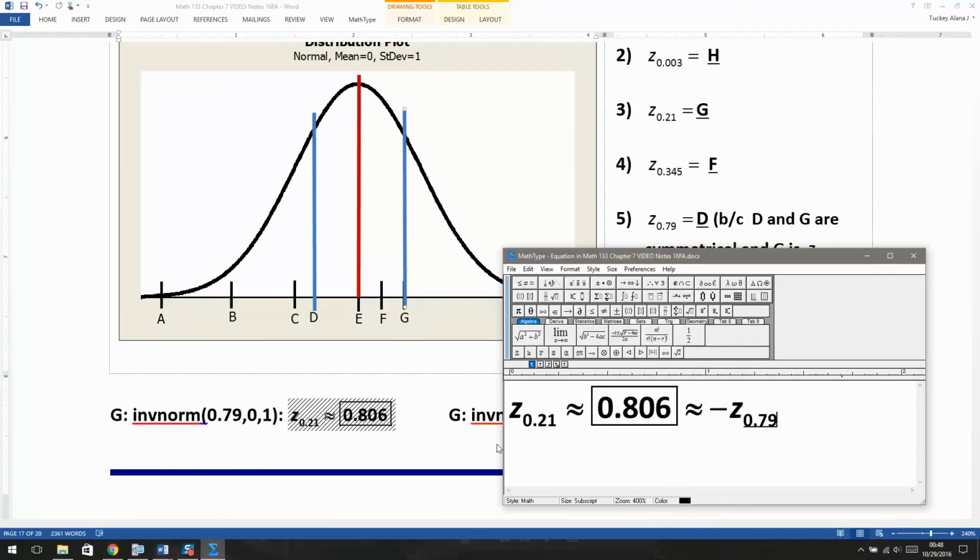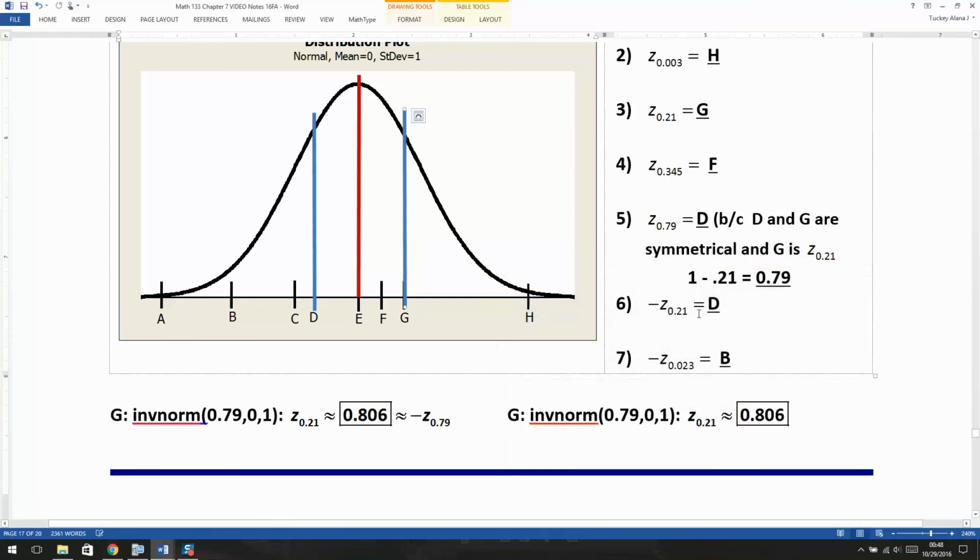That means that there are multiple ways, in case you missed it with this whole DD business, that we can label any one of these. So we could say it's 0.21, area to the right is 0.21. We could say it's negative 0.79. Start at the left side and work your way over, right? So D is Z.21, right?